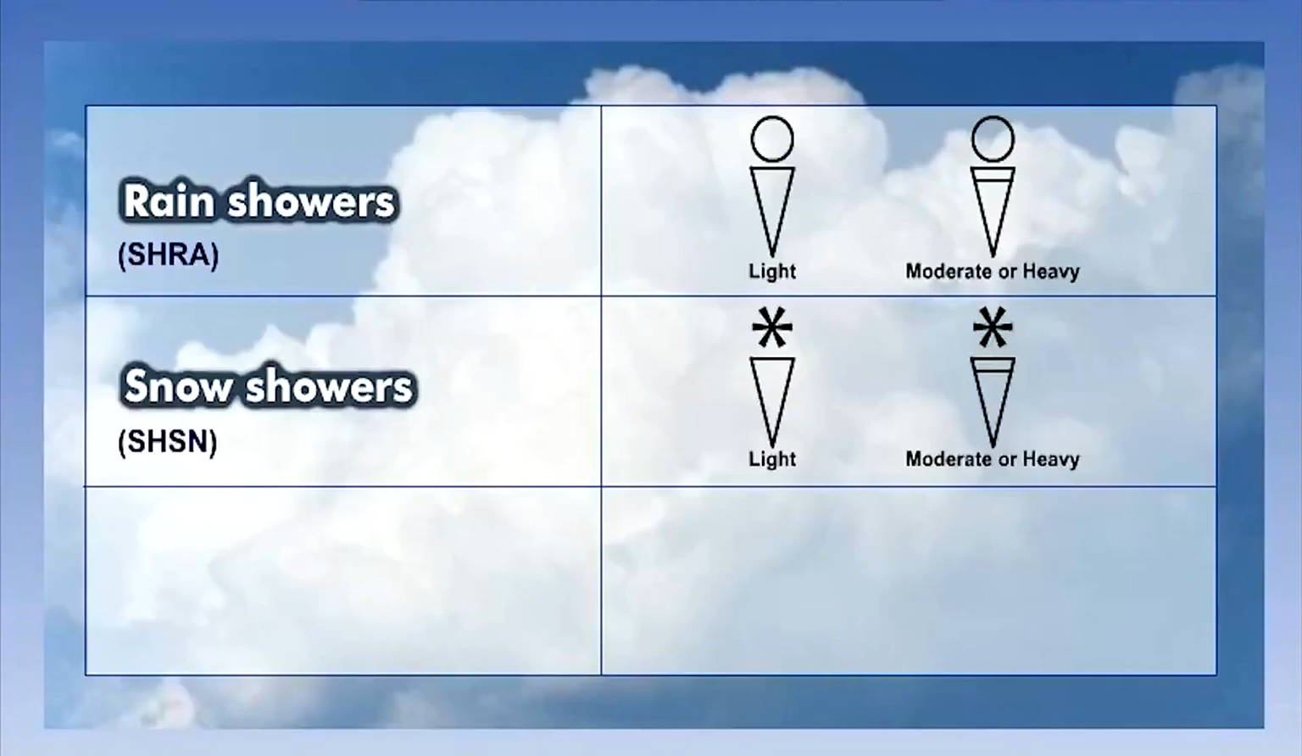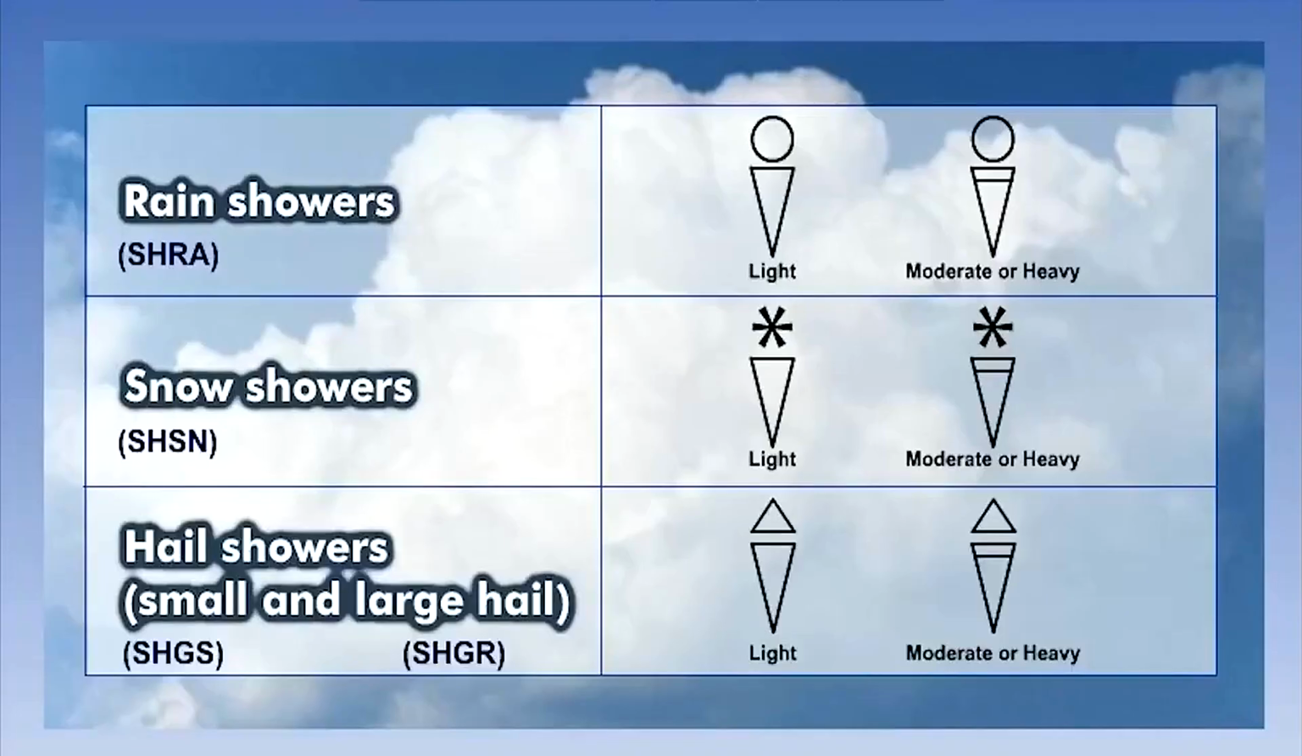Snow showers or SHSN are represented like this. SHGR are showers of hail and SHGS small hail, hail with a diameter of less than 5 mm. These are coded like this.